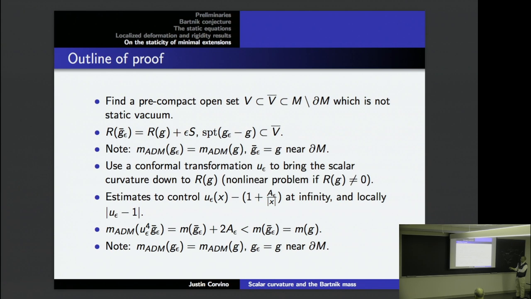So the mass comes down, the metric agrees near the boundary. That's the metric that was before you did the conformal factor. But now you've got your metric that's conformally transformed. So now what do we do? Is everybody with me?